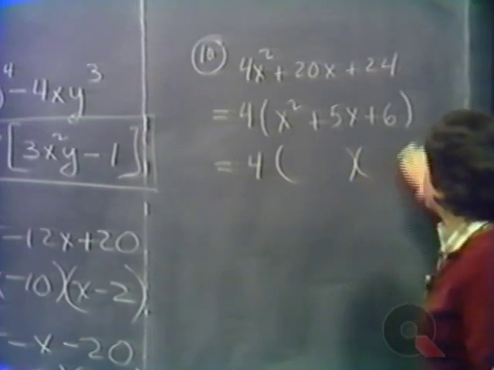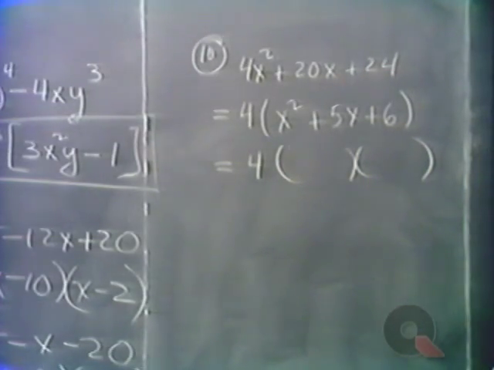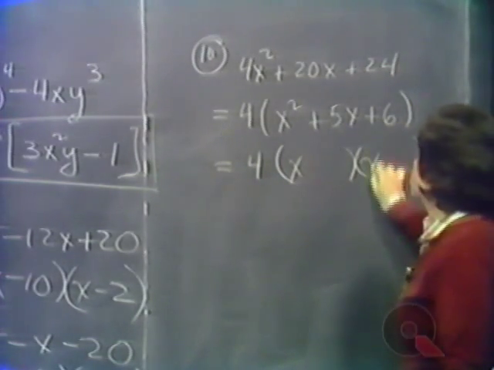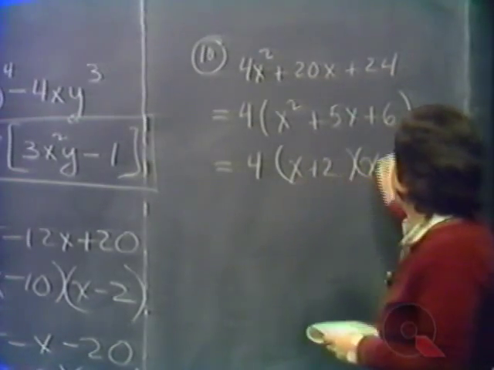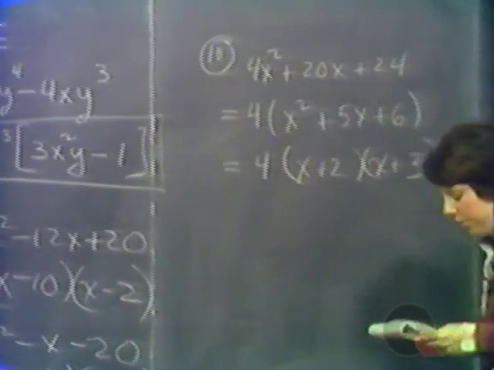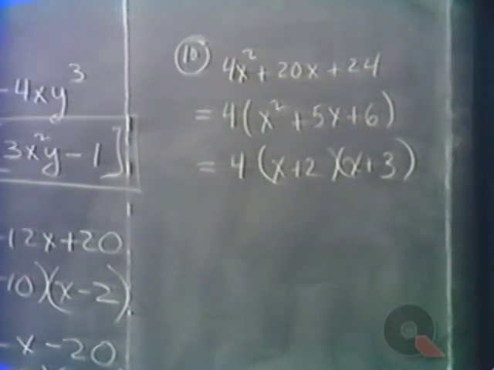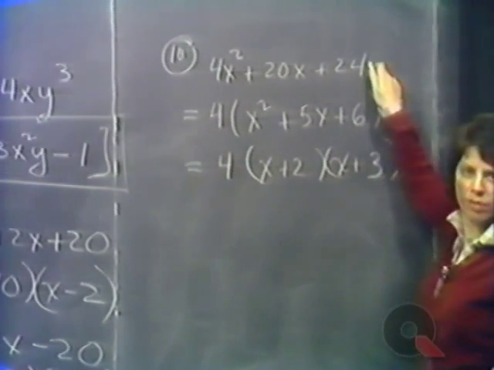And then this we will factor in the traditional way, looking for two numbers which multiply to plus 6 and add to plus 5, and of course, that would be plus 2 and plus 3. It would be much more difficult if you tried to factor it in this form.